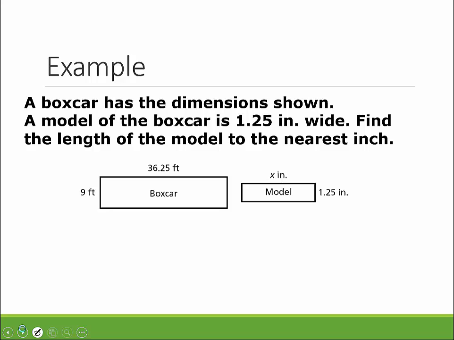And then the last thing, this is applying what we know about ratios. So this is kind of what we did yesterday. A boxcar has the dimensions shown. The model of the boxcar is 1.25 inches wide. Find the length to the nearest inch.